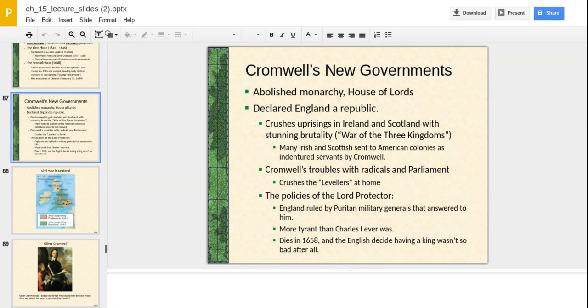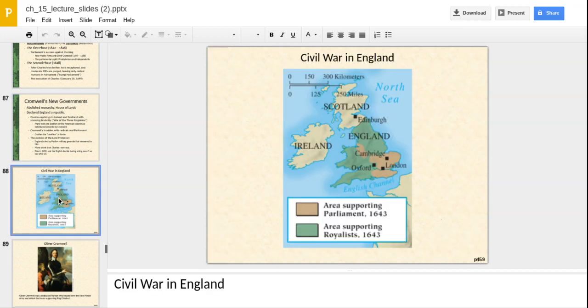He faces troubles with radicals and Parliament. And his position was called Lord Protector. And England was ruled by Puritan military generals that answered to him. And he was by far more a tyrant than Charles I ever was. And when he died in 1658, his son briefly takes over as Lord Protector, but the English have had enough, and they decided things can actually be worse than having a king, so we're going to restore the monarchy.